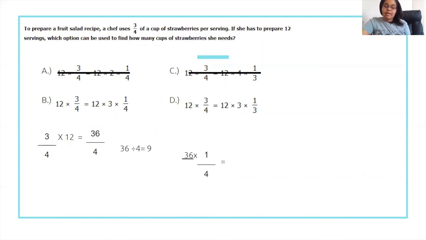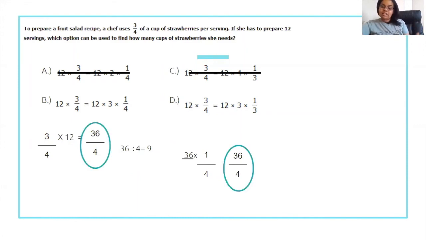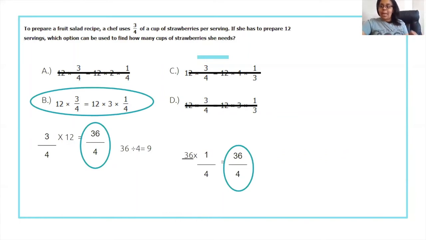And now let's try. If I did 36 times 1/4, which is the same thing as B, I know that my denominator would stay the same, and 36 times 1 is 36/4. Now 36/4 is the same thing that I had when I first started this problem, and that 36/4 gave me my answer of 9. So I know that B would be my answer for this problem.